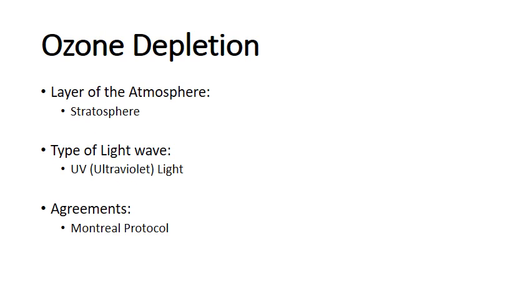The layer of the atmosphere this occurs in is the stratosphere. UV light is blocked by ozone, and the agreement that deals with this is the Montreal Protocol, because the Canucks are cool and they don't want ozone to be depleted.